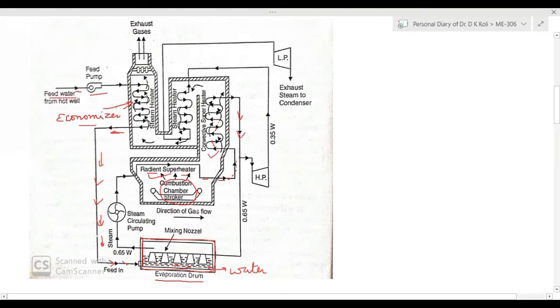Now see here, at this point we have the superheated steam. So this superheated steam will go through the HP turbine. So what is happening? 65% of the superheated steam, here you can see 0.65 W. 0.65 weightage of the steam is coming back to the evaporation drum.